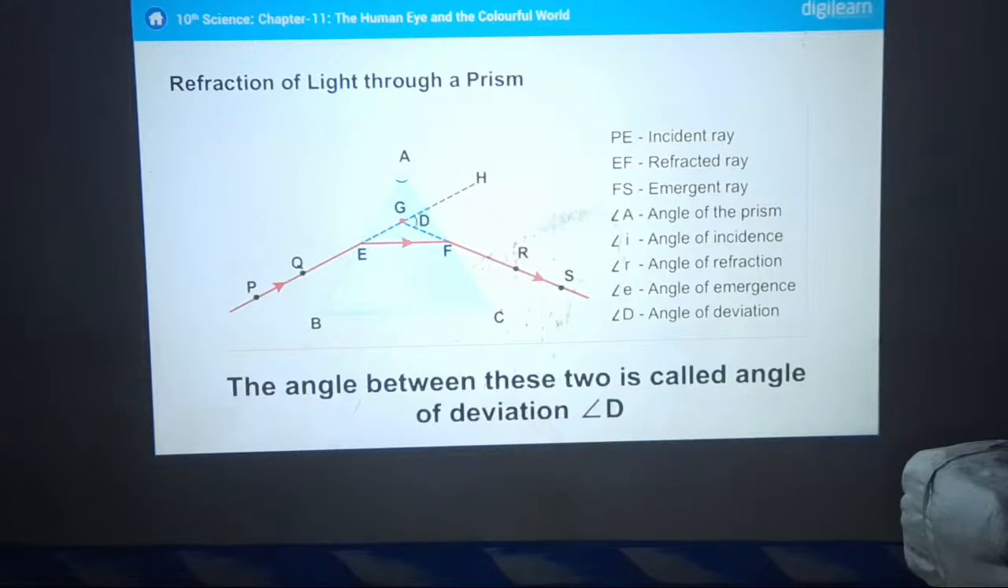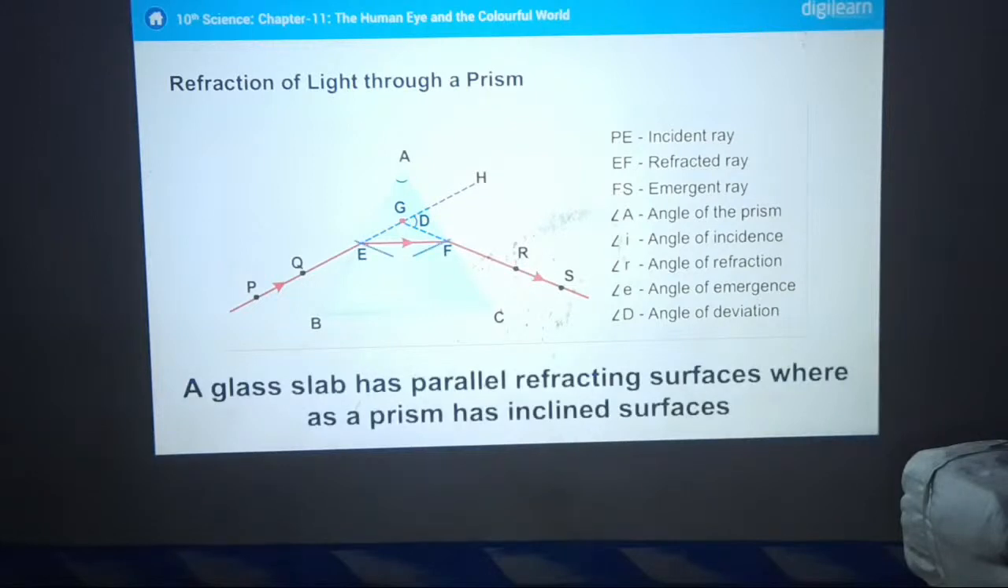Differences in refraction of light through a glass slab and a glass prism. A glass slab has parallel refracting surfaces, whereas a prism has inclined surfaces. In a glass slab, the incident ray and emergent ray are parallel to each other, whereas in a prism, they make an angle of deviation.